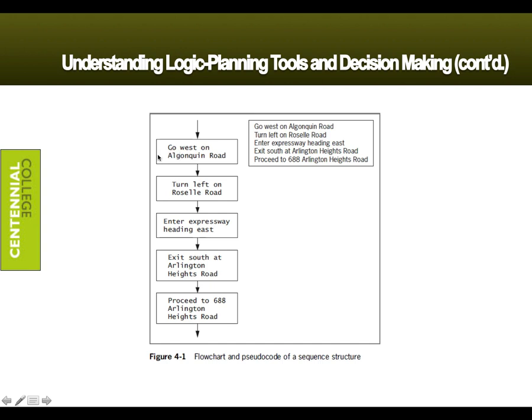Well, here's the first step. Each step has its own little piece. Go west, turn left, enter expressway, exit south, and proceed. These are all little pieces of code to tell the computer to do something. These are all in line. So take a look at this. When we write this, we're writing little boxes that tell us what to do, almost like a little procedure, step by step. You're going to see this in code. So when someone asks how to describe my program with a flowchart, this is how you would start.